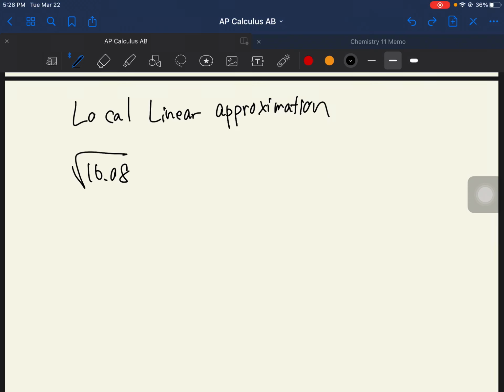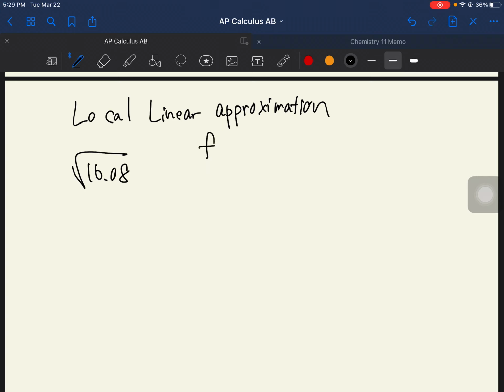Today, I'm here to explain how to evaluate this value using local linear approximation. Of course, if you can use a calculator, you can easily find the value. But if you don't have any calculator, this value is really hard to calculate. So this time, let me just find the approximation. It's not an exact number, but an approximation. Let me find it. The formula is like this.